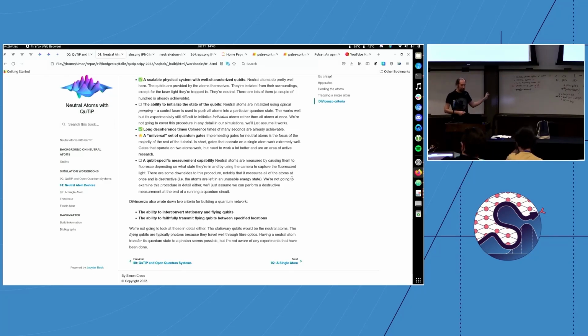But the downside for neutral atoms with measurements is that you have to do all of your measurements at the end. So the measurement is what's called a destructive measurement. And what it does is it causes the atoms to emit light, but also ejects them from the traps. And you measure all of the atoms at once. So you shine a laser over all of the atoms, and then they bounce out, and you get a picture of which ones were in whichever state you're measuring.